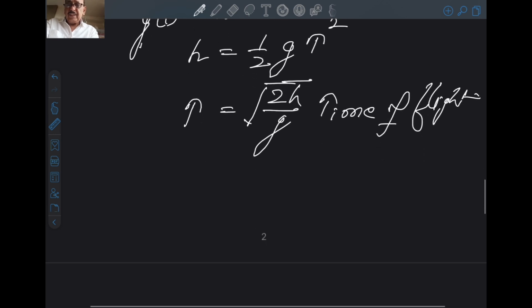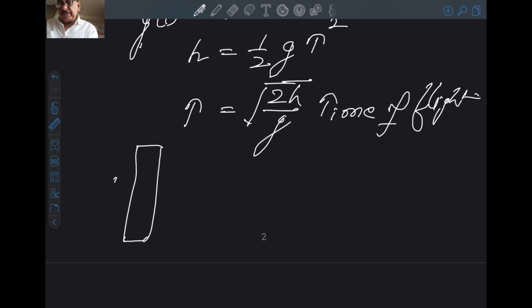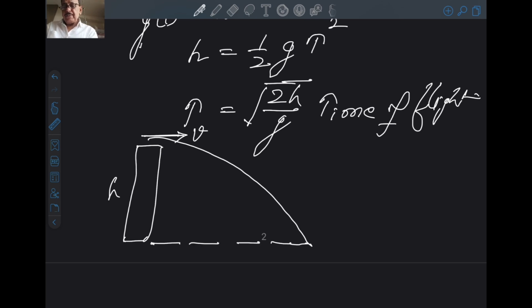Now, what is the horizontal range? Let us come to the same diagram. This is the tower of height h. The particle is projected from here with velocity v. Now it moves like this and comes to the ground. This is called the horizontal range because it is in the x direction. So for this point, this x direction distance becomes xt. This is the horizontal range.